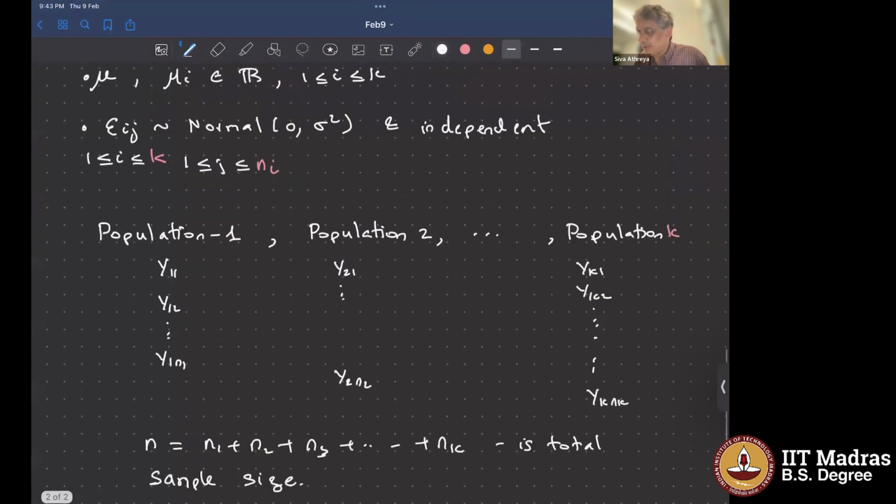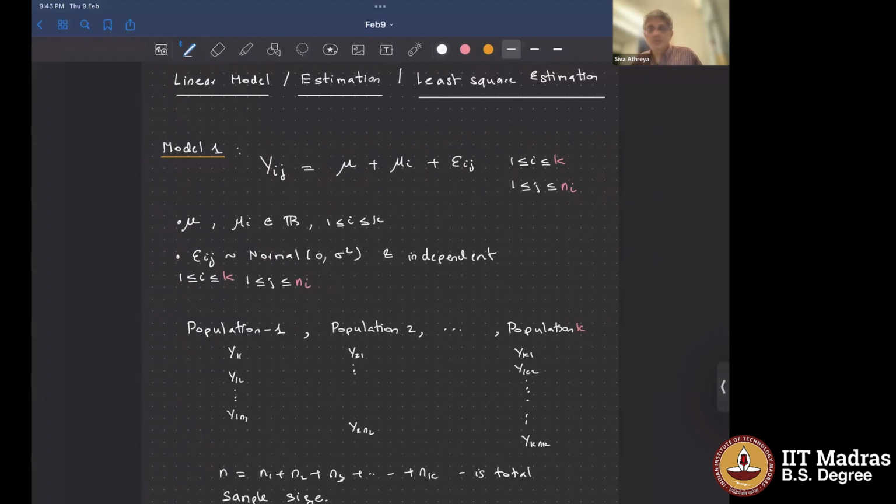So you've gone to each population and sampled n_1 from population 1, n_2 from population 2, and n_k from population k, and collected attributes Y_ij. Our basic assumption is that Y_ij's behave like mu plus mu_i. So mu_i is the effect of the ith population, and mu is the overall effect in some sense.